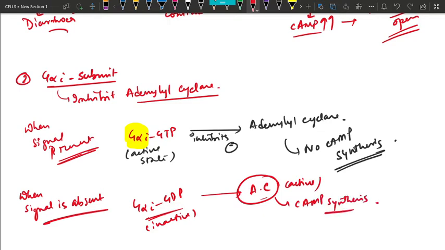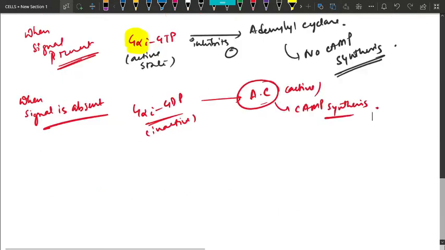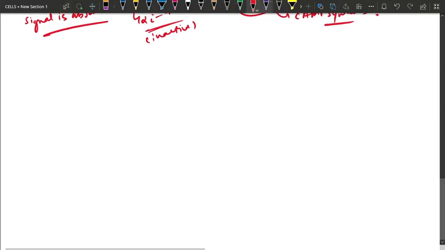That is the case of the G alpha inhibitory. When it's in its active form, the GTP bound form, it inhibits the adenylyl cyclase. Now there is an important toxin present over here as well. So what is the toxin? The toxin here is the pertussis toxin, so we will study about the pertussis toxin.